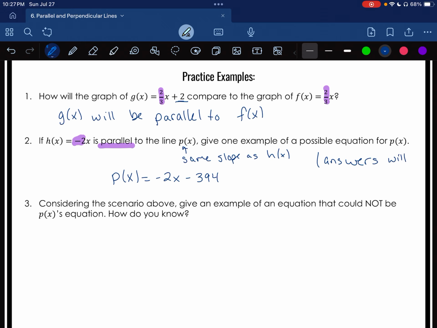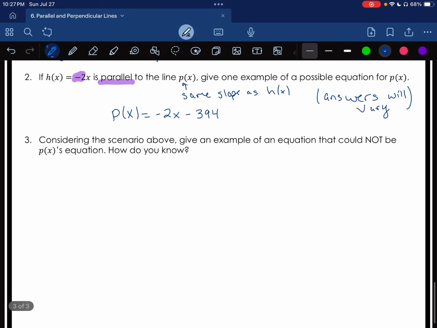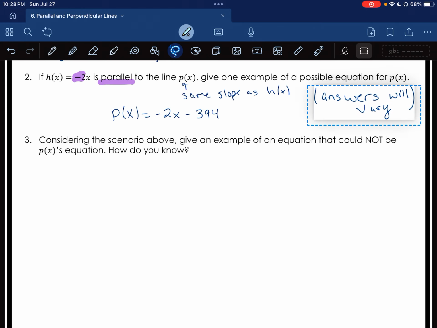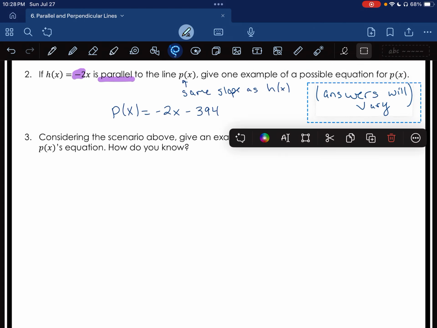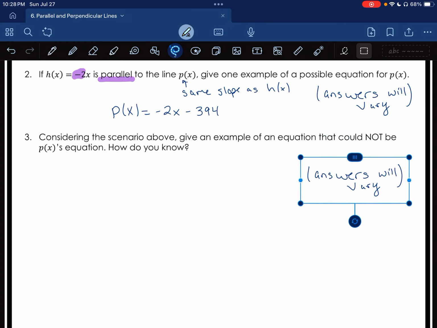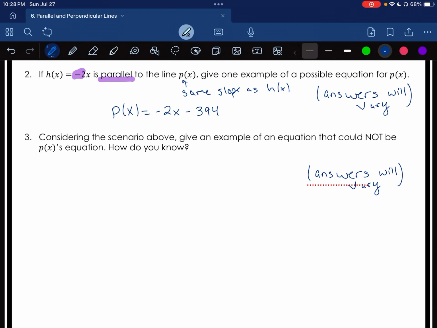All right. Last but not least, we have a non-example here. Answers will vary here. I'll duplicate that and bring it down here. But what is a non-example? What would not be p of x's equation? Well, it would need to have a slope that's not -2. So maybe I say p of x looks like 3x, right? That wouldn't be it. And how do I know? Well, it does not have the same slope.